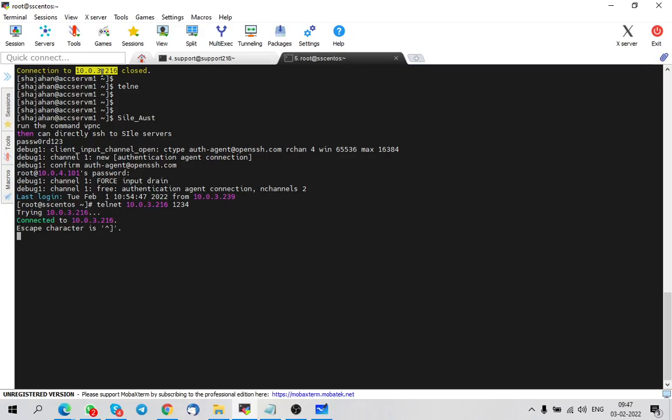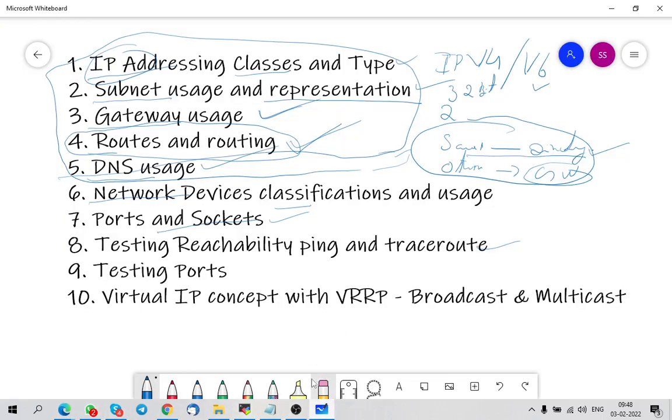See here, if we get this response, we can see that it is connected to that port and it is waiting for the remaining information from the socket. So this is the way we can check the port reachability.